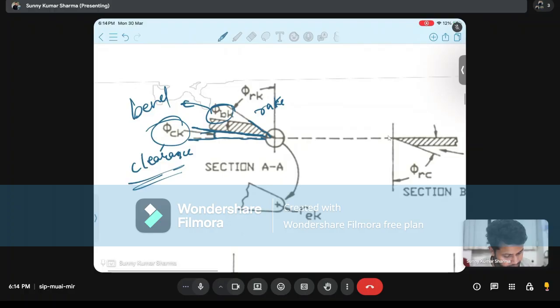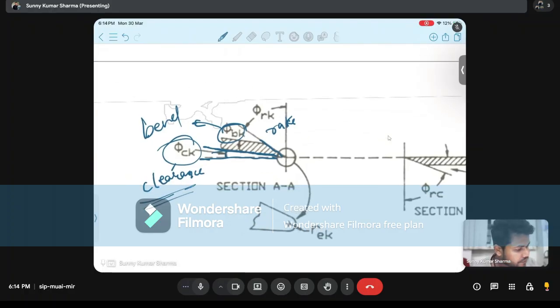So these are the angles associated with the knife. The bevel angle is associated with the fineness of the knife. How fine the knife is, that is decided by the bevel angle. So this bevel angle decides the fineness of the knife section. If the bevel angle is more, then the knife will not be fine, it will be blunt. And if the bevel angle is very less, then the knife will be very sharp, very fine with bevels.